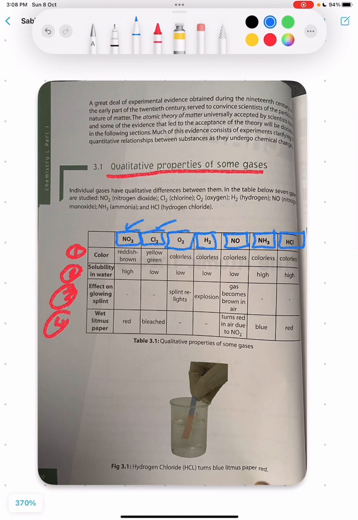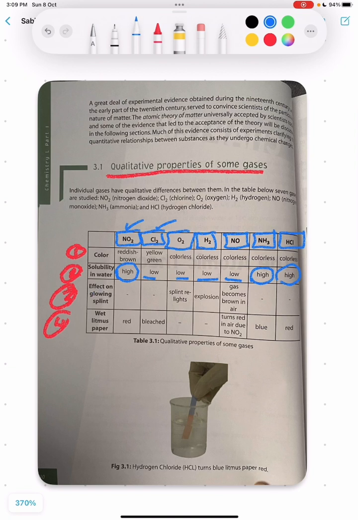Number 2, solubility in water. We have 3 of them with high solubility, and the other ones are all low soluble. So the high solubility ones are number 1, nitrogen monoxide, ammonia, and hydrochloric acid. The other ones all have low solubility, meaning they either do not dissolve or you have to change the conditions in order for them to dissolve.